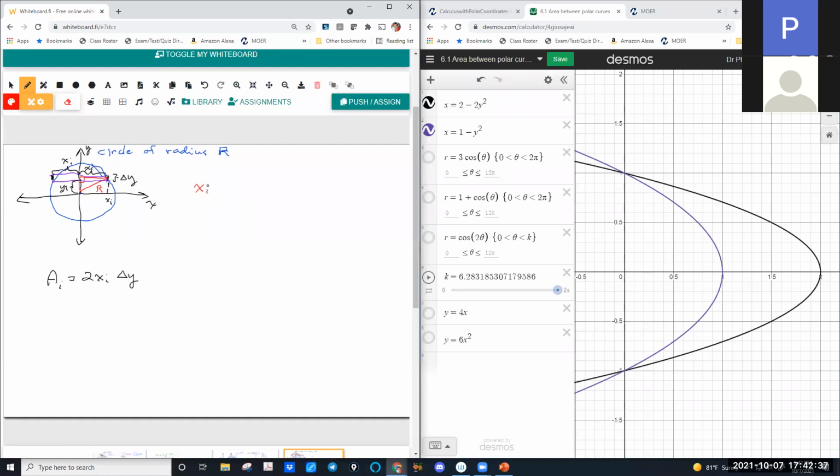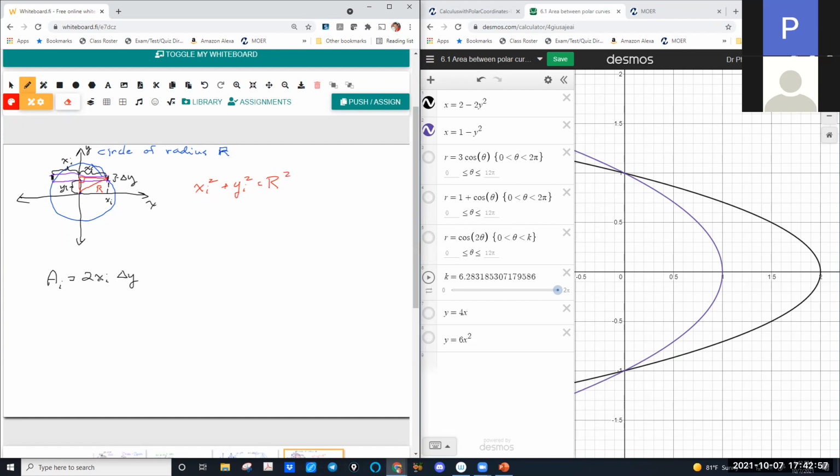So we know, because of the Pythagorean theorem, x sub i squared plus y sub i squared equals capital R squared. Remember, R is a constant. This would be given in the problem. This would be a circle of radius 5 or 7. We're just doing it in general terms.